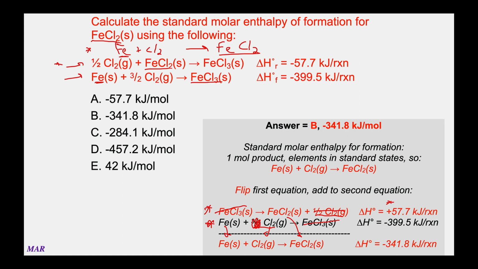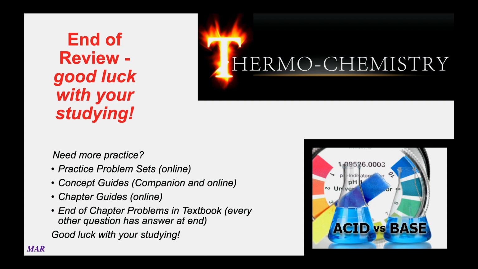And remember to change the sign of the delta H, but then negative 399.5 plus 57.7, delta H is negative 341.8 kilojoules per mole, answer B. So this is an example of Hess's law, how it can be really handy for things. Pretty cool. Okay, so that's the end of this review session.